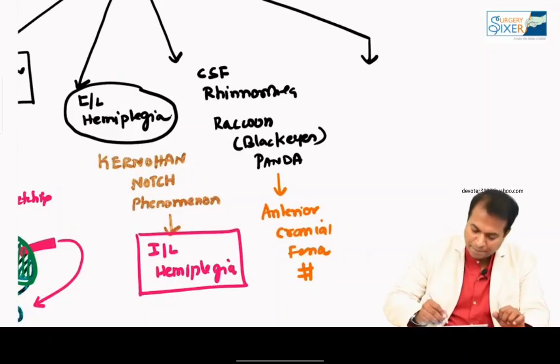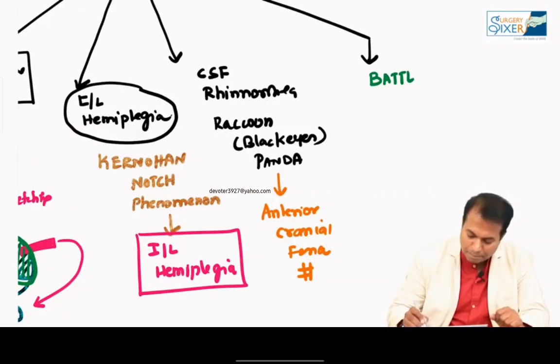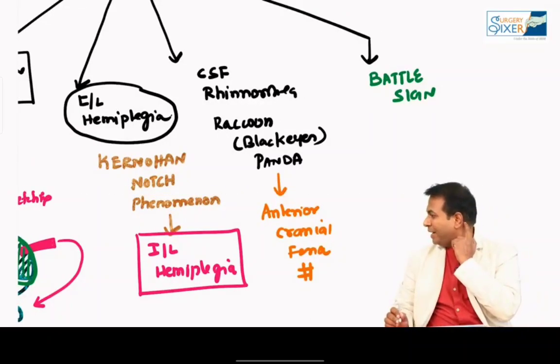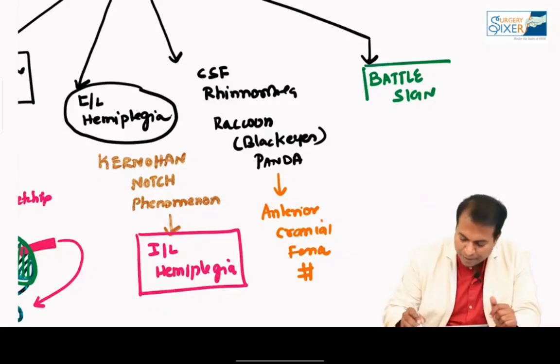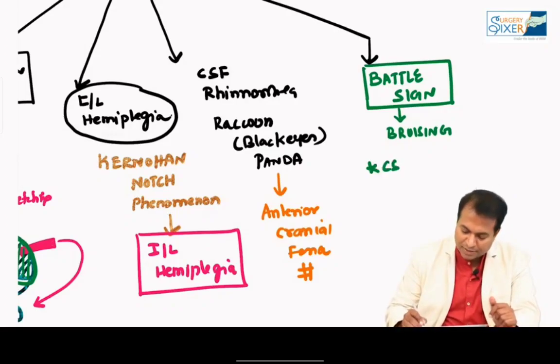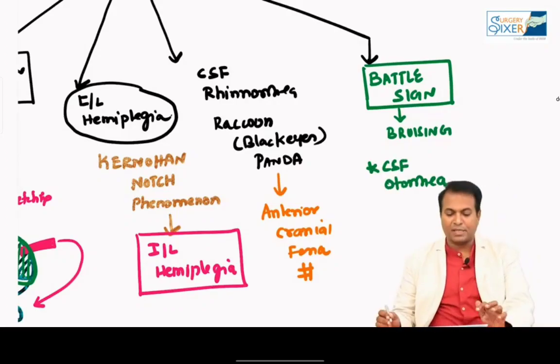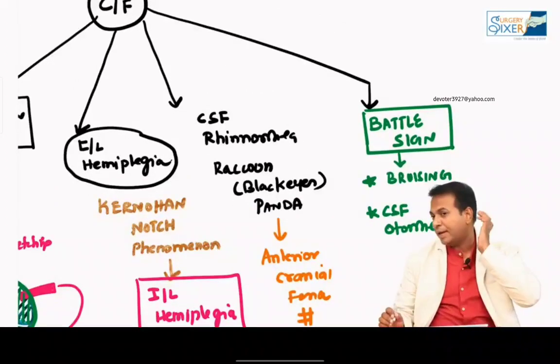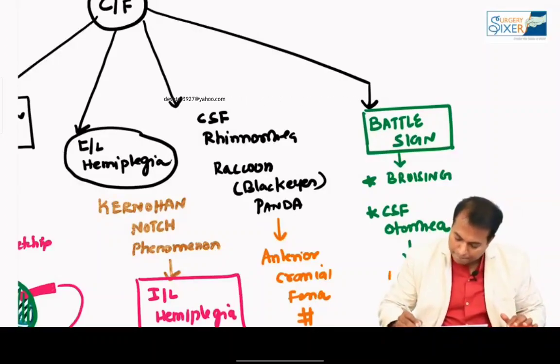Middle cranial fossa fracture causes one sign known as Battle sign. Middle cranial fossa fracture causes pigmentation or bruising over the mastoid process. Over here you get Battle sign. Bruising over the mastoid process is known as Battle sign. CSF otorrhea will happen. So Battle sign is bruising behind the ear. CSF otorrhea, all these are features of middle cranial fossa fracture.